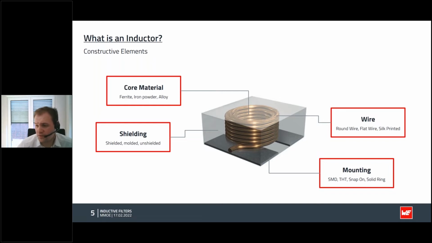The wire drives DC losses and therefore the self-heating of the inductor, and therefore limits the component's current capabilities. So the thicker the wire, the more current it can carry, of course.